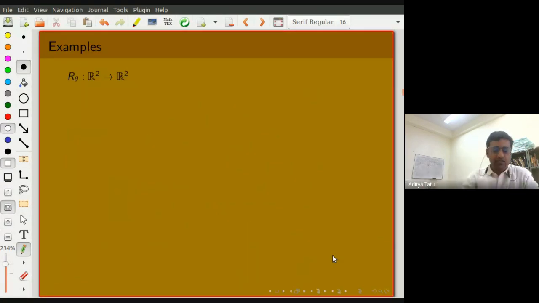Okay, let's quickly look at a couple of examples. R theta is the rotation transformation on R2 that we previously saw. Can we quickly find its eigenvalues and eigenvectors? We are running out of time, so please help me out quickly with the computations.